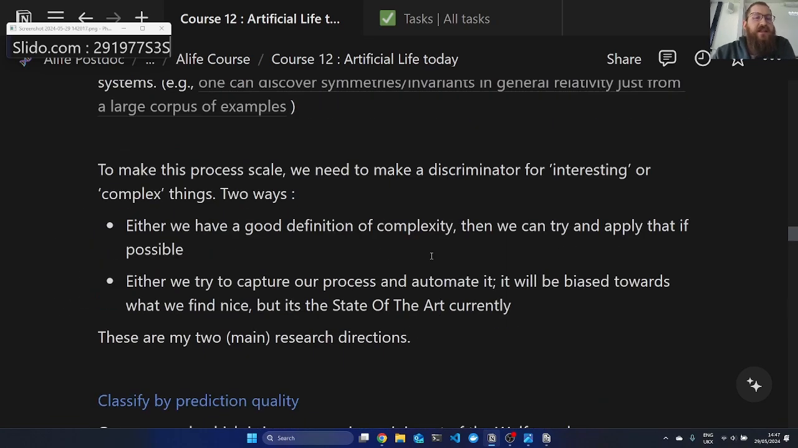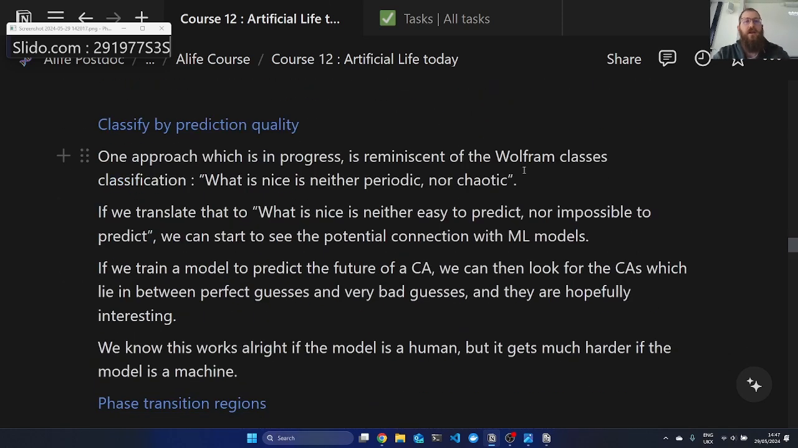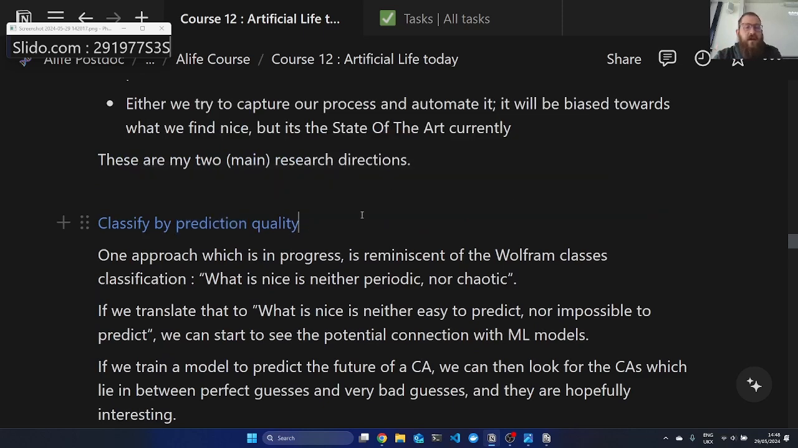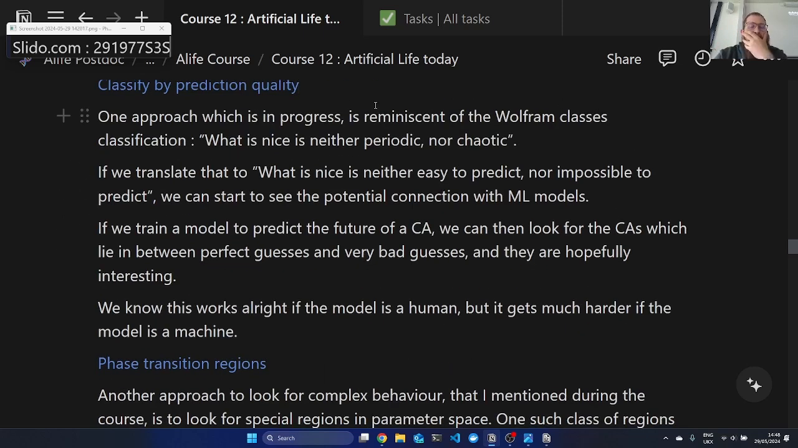So yeah, more precisely, what I meant to say is that this kind of idea is what I'm trying to solve right now. Not completely, but find some things that work in this direction. So the first idea is the classification by prediction quality. So this is ongoing research. So the idea is very simple, and I talked to you about it in the ECA course.